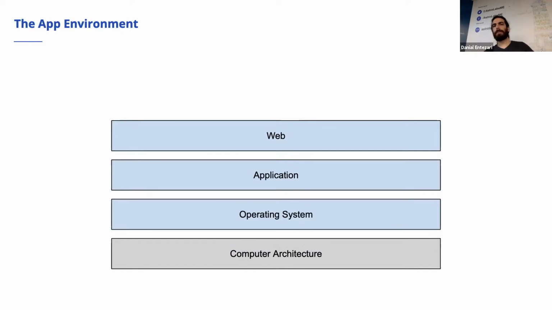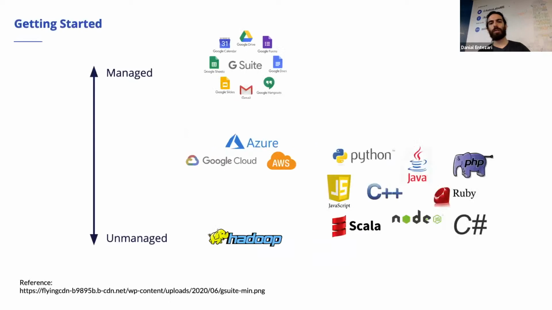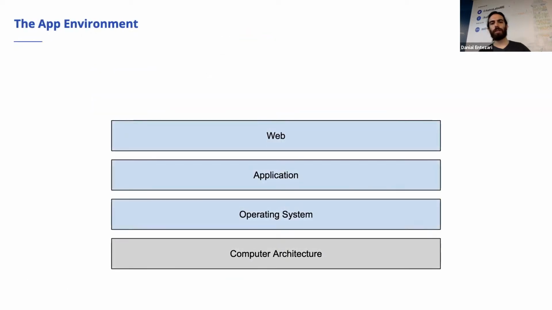So the web app is an application, but with added access, so that you can log in through the web. Exactly. Do you remember those 4 components? What were they again? Activity, services, content, broadcast. All 4 exist in the web layer, in the application layer, and certainly in the operating system layer.